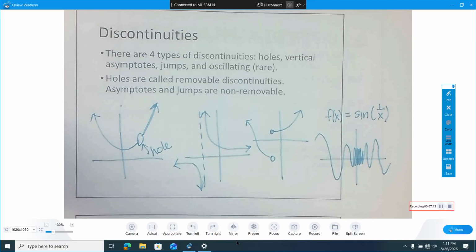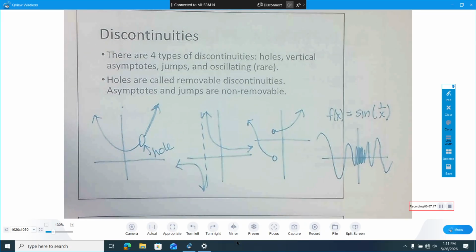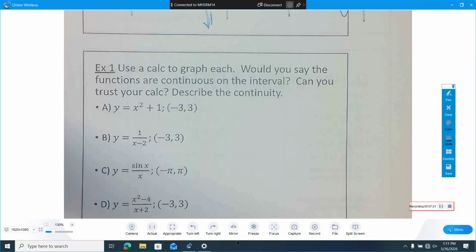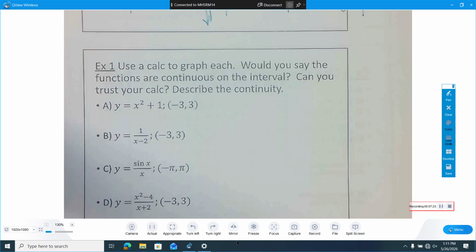All right. Now, let's look at example 1 here. Maybe we know what they look like, but we can use our calculator to graph each. And would you say the functions are continuous on the interval? Can you trust your calculator?